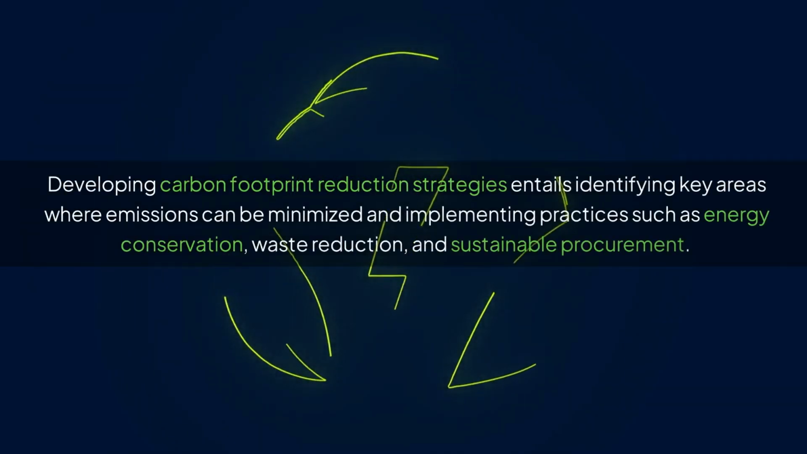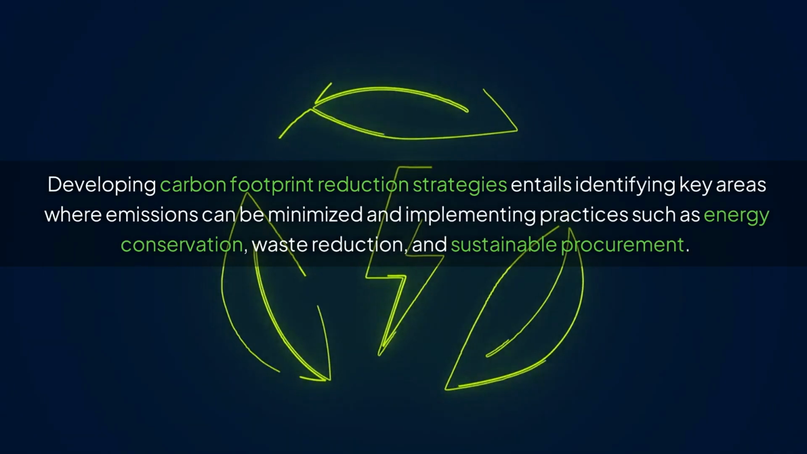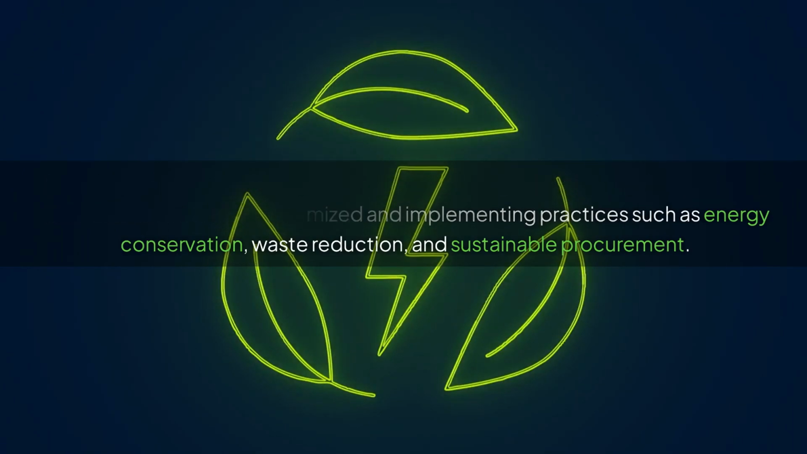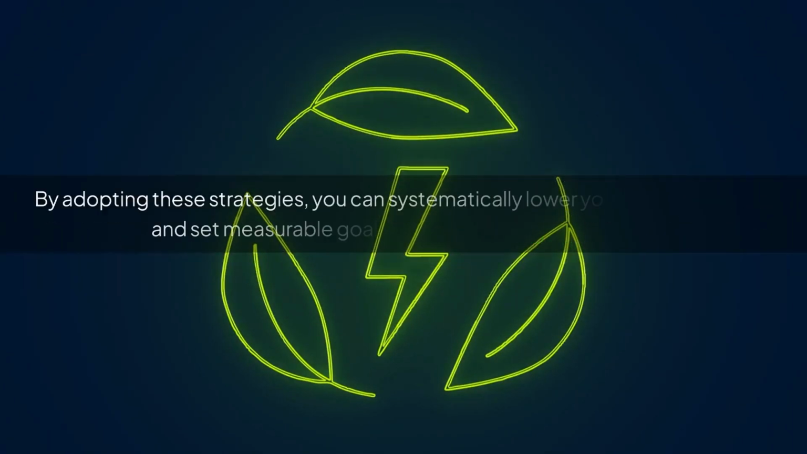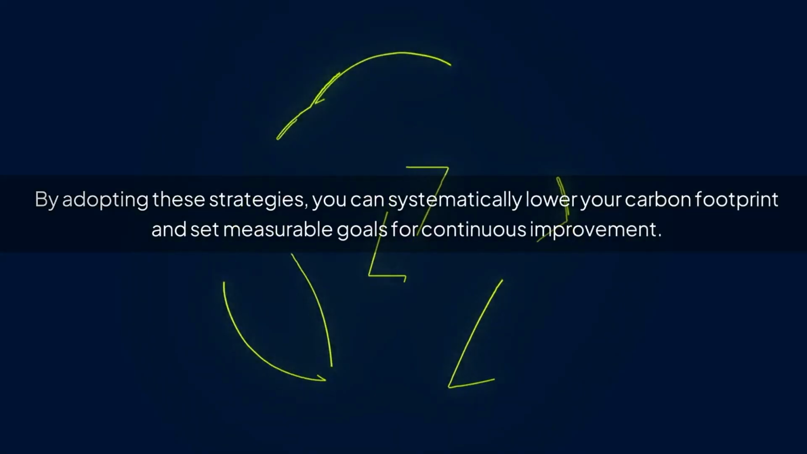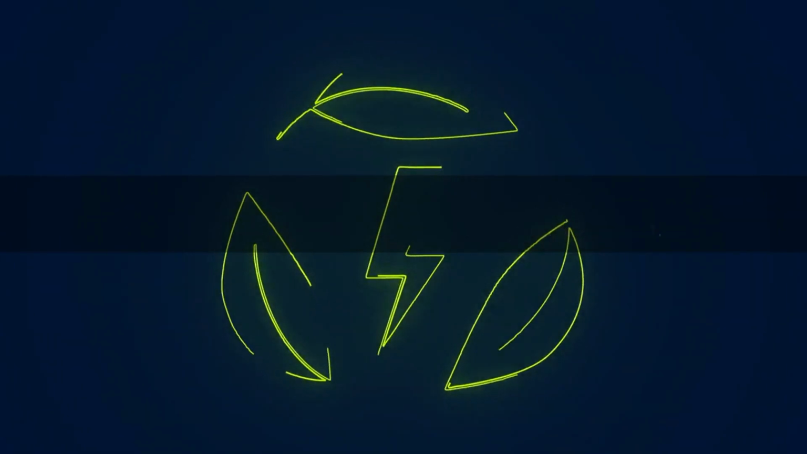Developing carbon footprint reduction strategies entails identifying key areas where emissions can be minimized and implementing practices such as energy conservation, waste reduction, and sustainable procurement. By adopting these strategies, you can systematically lower your carbon footprint and set measurable goals for continuous improvement.